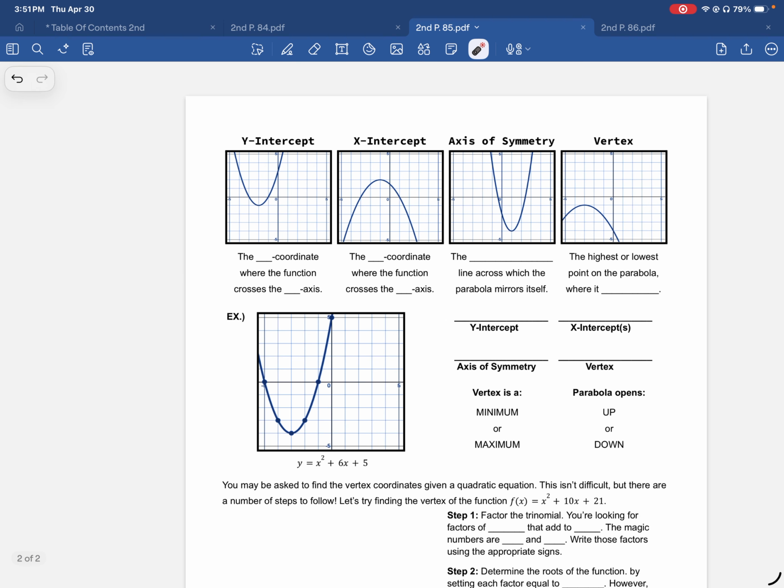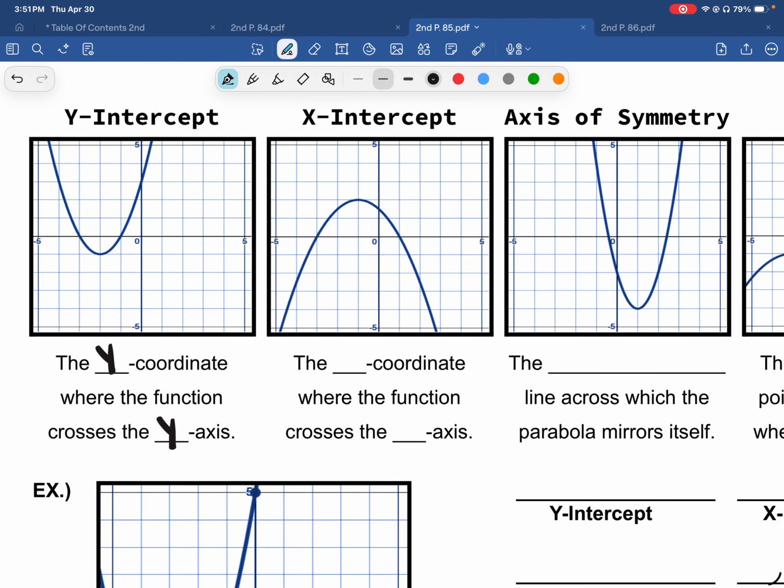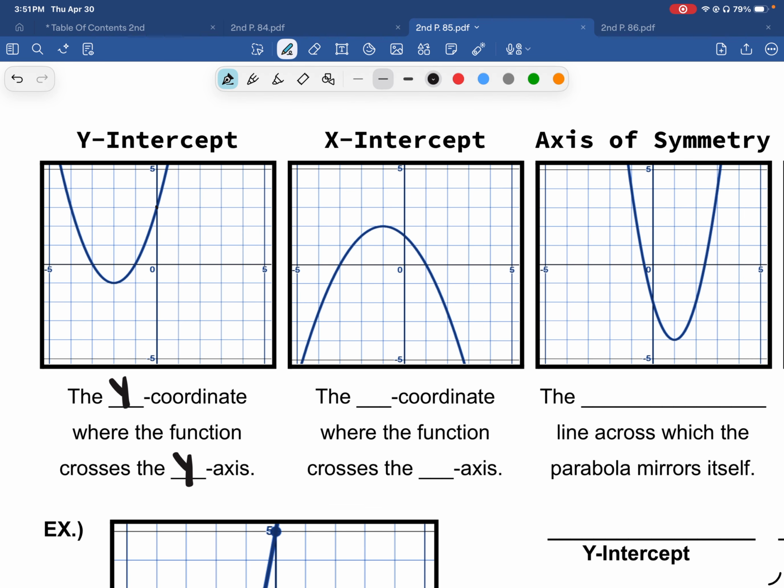Okay, let's flip over to the back. On the back, I want to talk about 4 important key features of parabolas. First up, we've got the y-intercept. The y-intercept is just the y-coordinate where the function crosses the y-axis. So, in this example, this point right here is your y-intercept. That point is the ordered pair 0, 3, or just y equals 3.